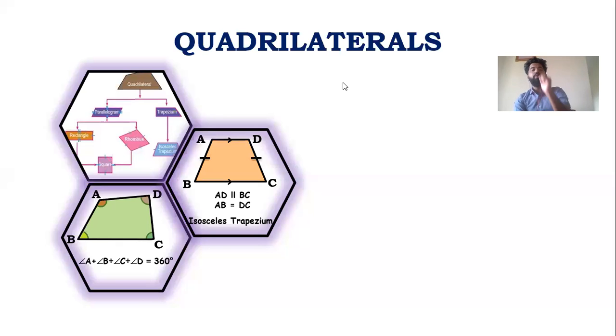यहाँ पे who knows the meaning of quadrilateral? Quadrilateral मतलब क्या होता है, किसको पता है? Anyone who wants to try? Sir, I know quadrilateral क्या होता है. Okay, Urvi wants to answer. Okay, Urvi, we'll unmute Urvi.